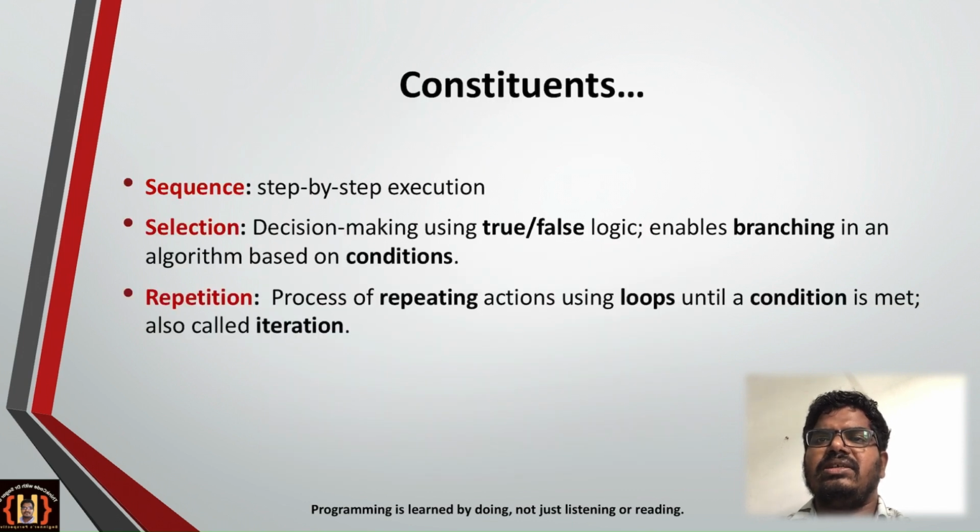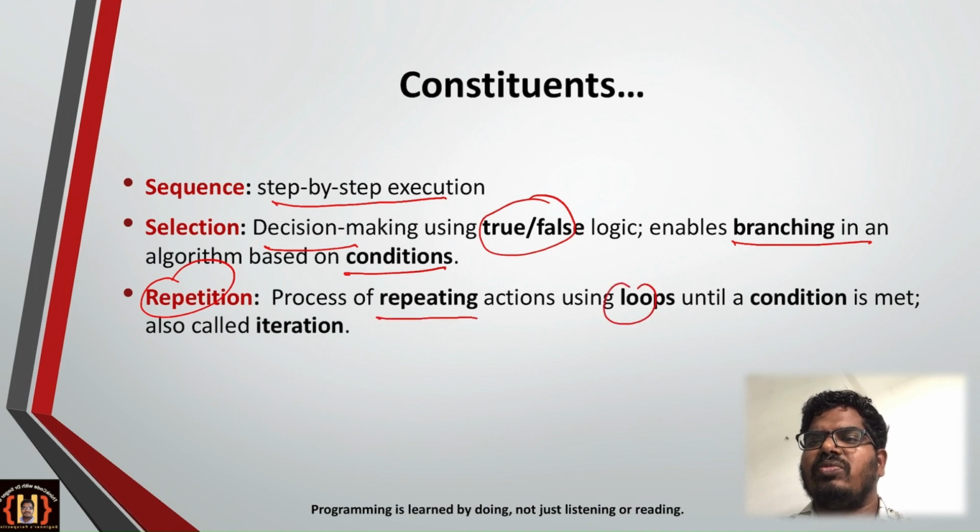As I said, this is just for your notes' sake. Sequence means step-by-step execution. Selection is decision making using true or false logic, so it enables branching based on the conditions. And we have repetition, a process of repeating actions using loops until some condition has been met. Okay, so this is only for your notes' sake.